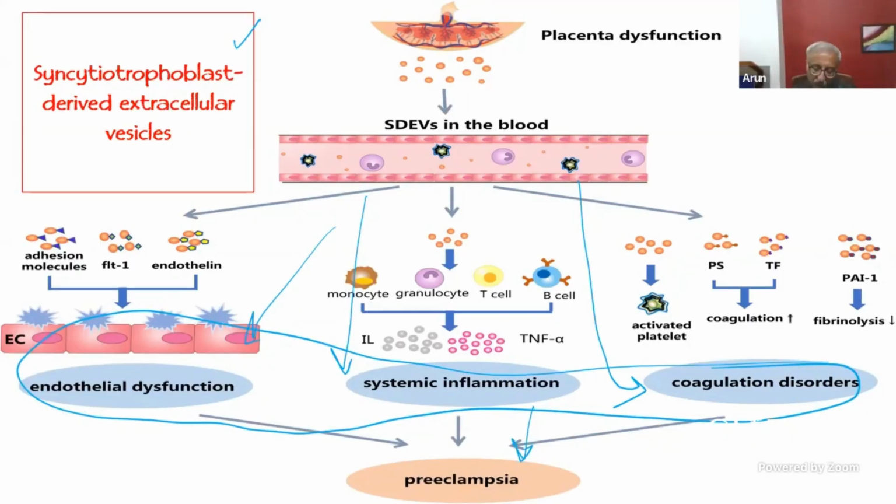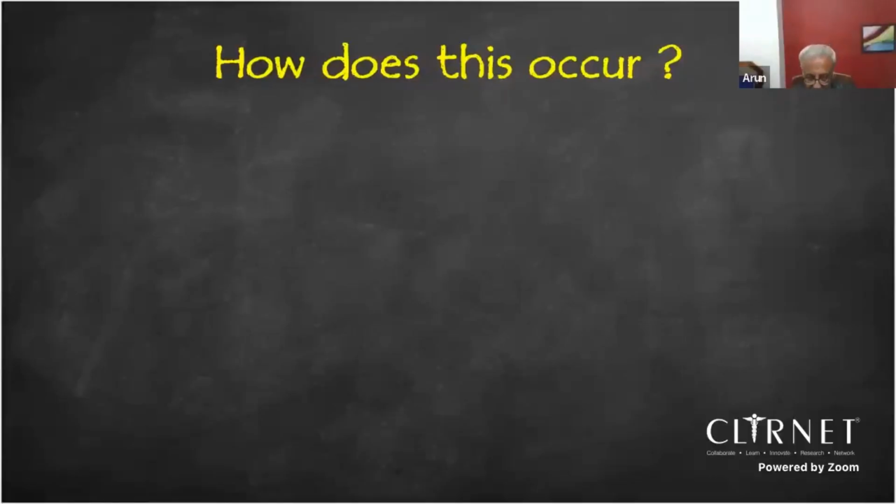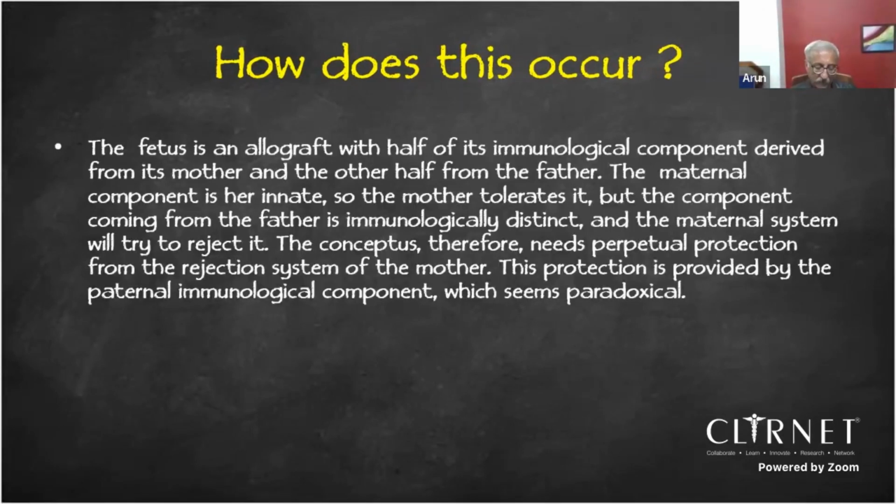Okay. So coming on to how does this occur and why does it not occur in all patients? We all know that the fetus is an allograft, with half its immunological component coming from the mother and the other half from the father. The maternal component is her own, so the mother tolerates it, but the component which comes from the father is immunologically distinct, and the mother will always try to reject it. The conceptus therefore needs perpetual protection from the rejection system of the mother.